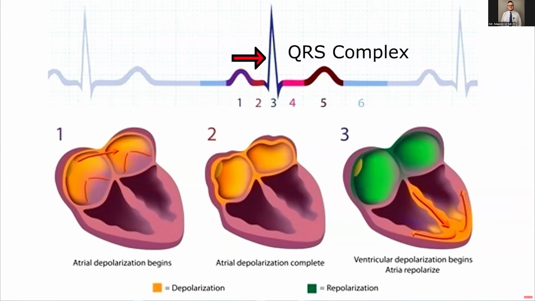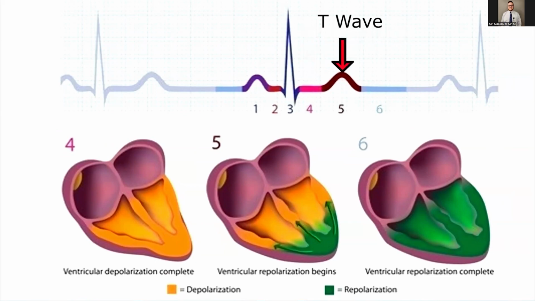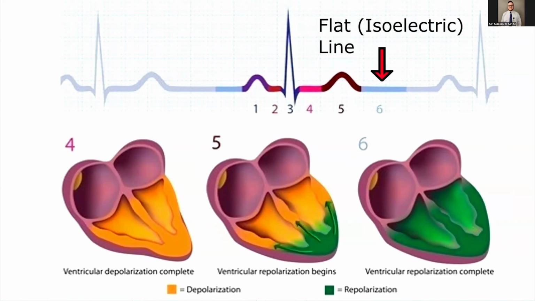Then 3 was our QRS complex, and it represented ventricular depolarization beginning, and in there, but you can't really see it, is atrial repolarization. It's relaxing. Then 4 is our ST segment, and that is ventricular depolarization completing. Then we have 5, which represented our T wave, and that is ventricular repolarization beginning. And then 6 is that flat isoelectric line, and this is ventricular repolarization complete.